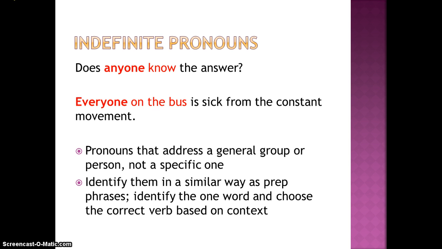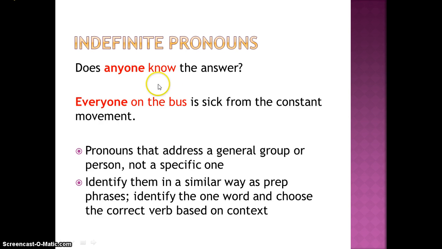So indefinite pronouns, if you remember, are pronouns that refer to a general group of people as opposed to a specific person or a specific group. So anyone and everyone are both indefinite pronouns. So you identify them in the same way as prepositional phrases, which I just talked about on the last slide. Identify the one word that is the simple subject. So here, it's easy. Anyone, singular.